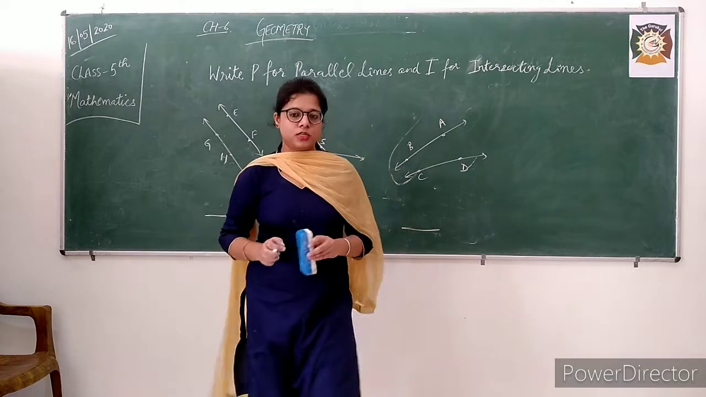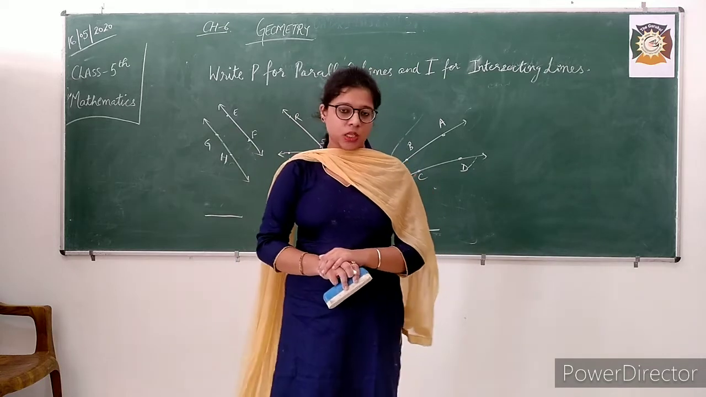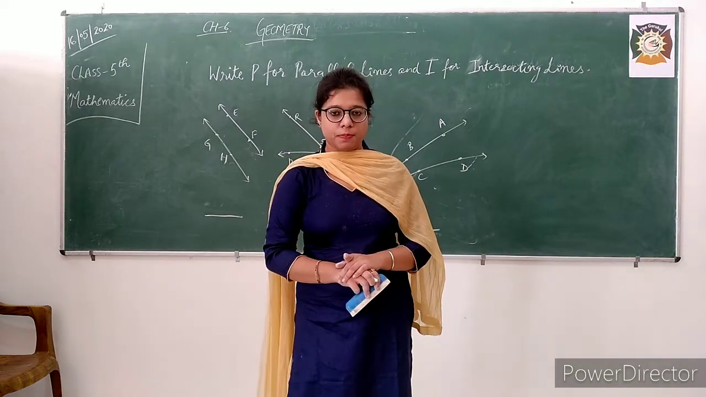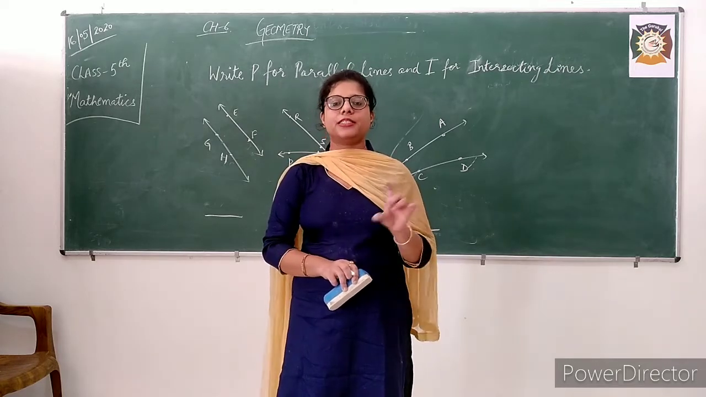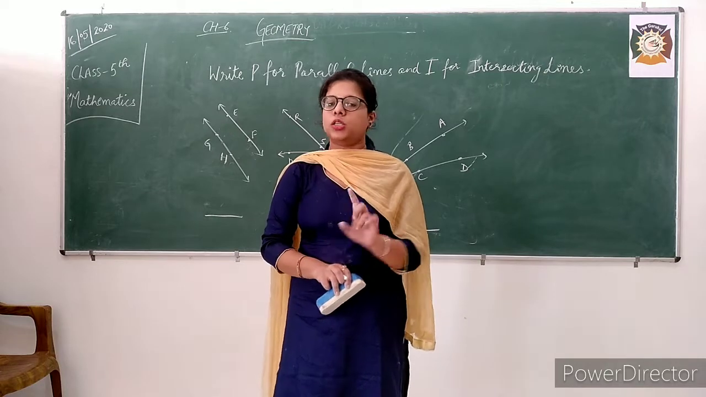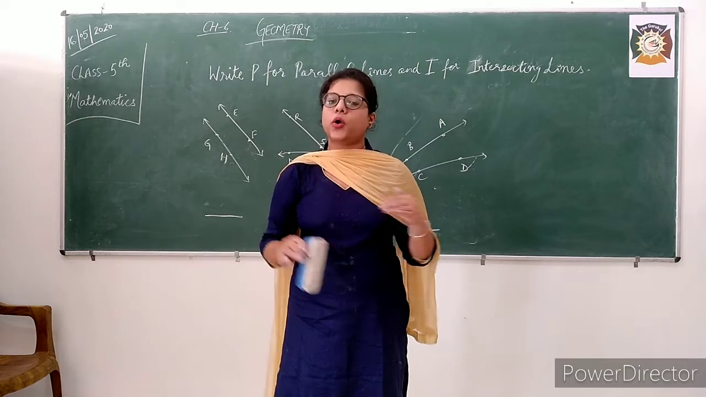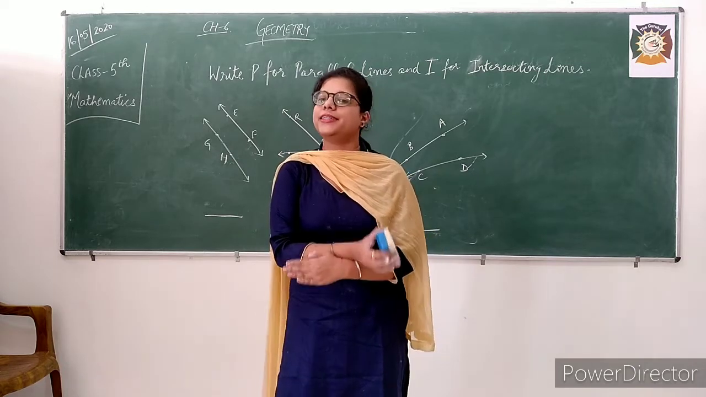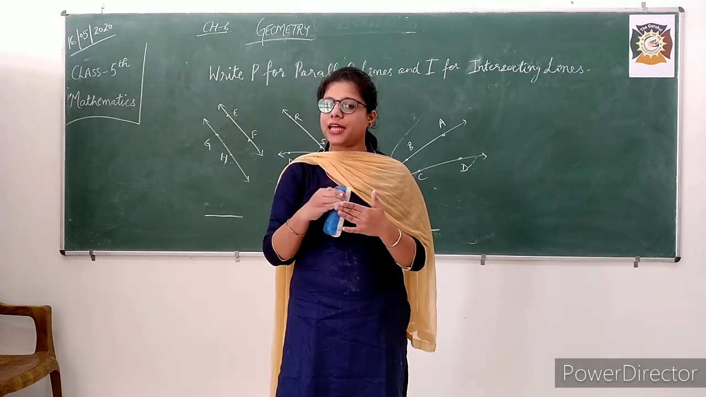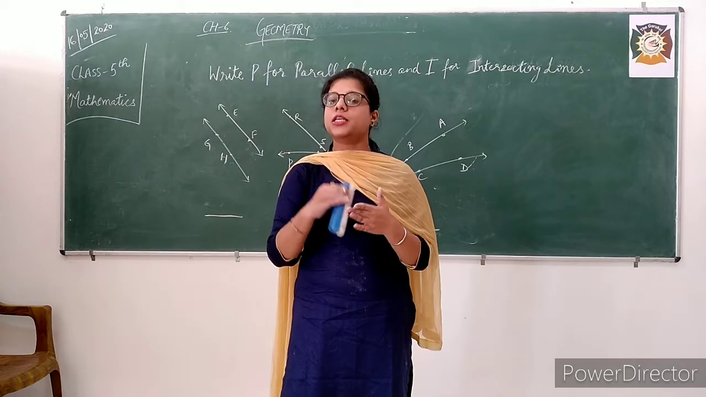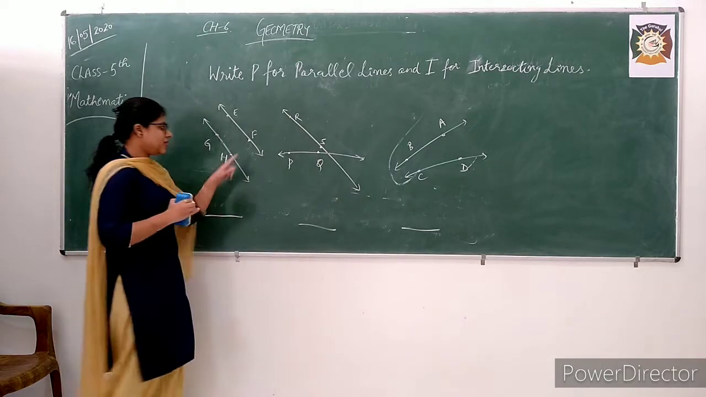I hope you remember the definitions of parallel lines and intersecting lines. Parallel lines were those lines which never cross each other's path. They never meet and they always have a fixed distance between them. On the other hand, what were intersecting lines? Intersecting lines were the lines which cross each other's path or intersect each other. And in them we get a point of intersection. Where is that? It is at that point where the lines cross.